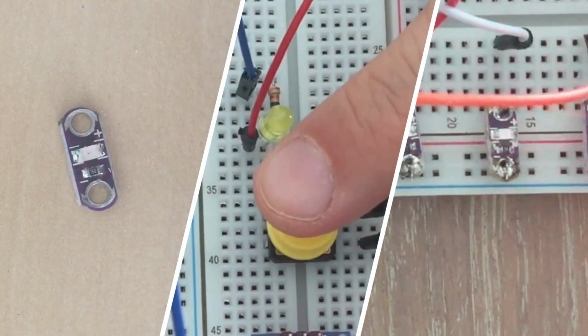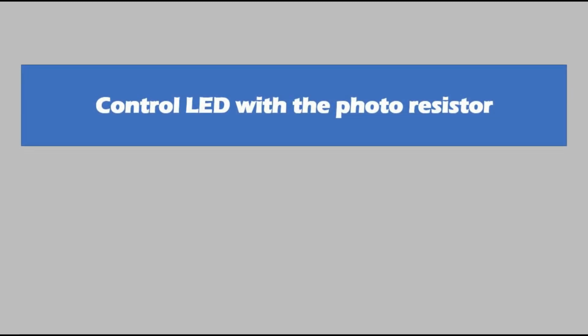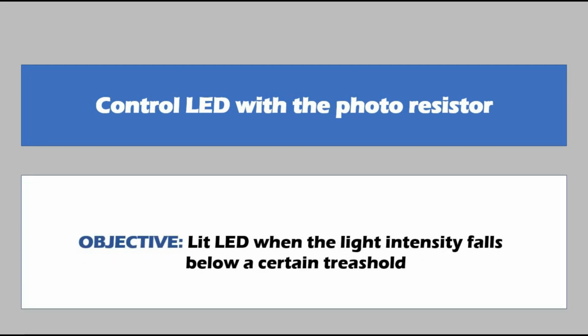And now, without further ado, let's jump to the first project. In this one, we will control LED with a photoresistor. We will measure light intensity, and if it goes down beyond a certain threshold, the LED will light.